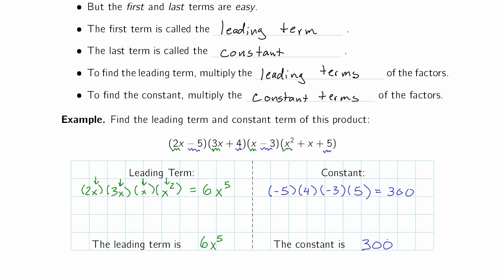Now, you might be thinking, okay, but we're not really doing the multiplication. It turns out that a lot of the time, knowing the leading term and knowing the constant is going to be enough. Furthermore, being able to go from the factors to the leading term and the constant easily is going to be really useful to us in narrowing down what the factors might actually be.